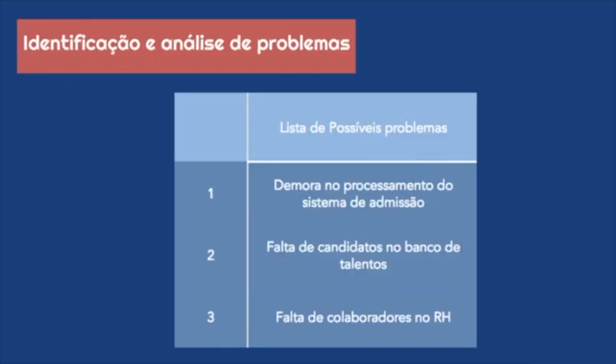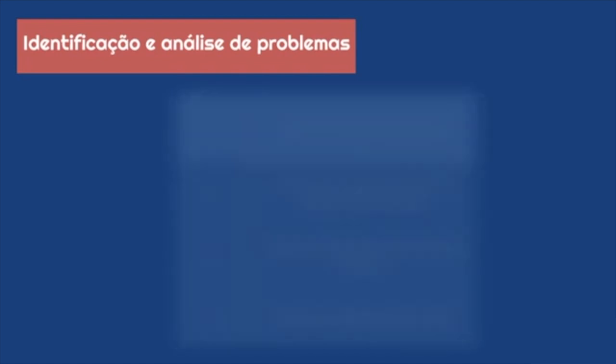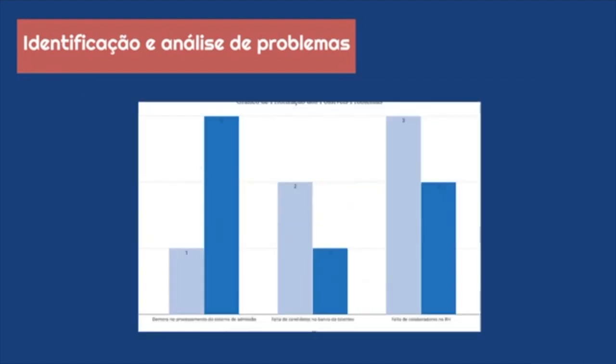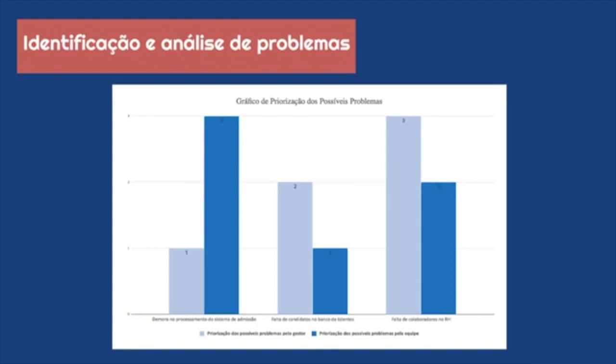To make the problems identification and analysis, we first made a list of possible problems, a correlation matrix that calculates the relation between the objectives of the processes and the possible problems, and also a graphic that shows the prioritized possible problems.